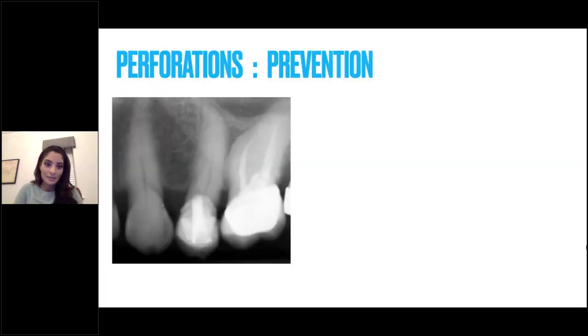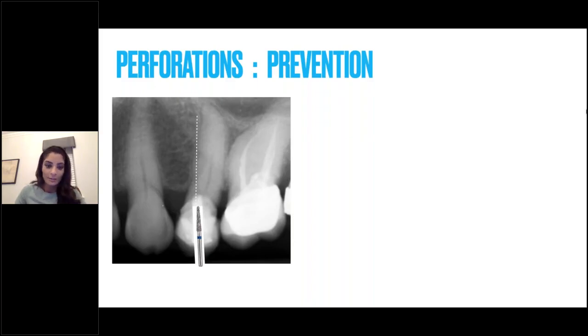So the best way to fix a perforation is not to cause one in the first place. You can see here, this is an upper 5 that was referred to me for root canal treatment. Now, I was already a little bit suspicious because I can see that the access that's already been made is not quite at the right angle. And you can see that the root is actually at a slightly different angle.